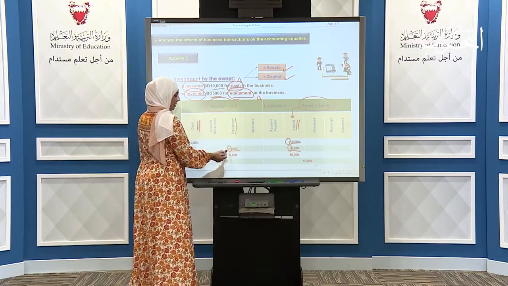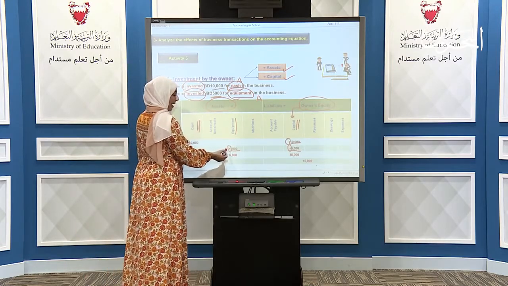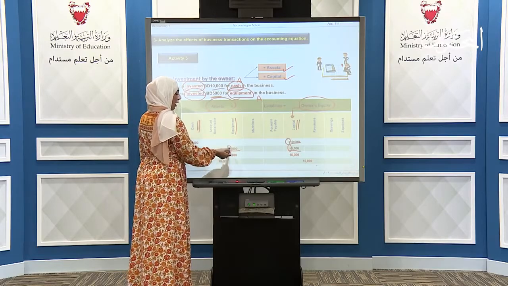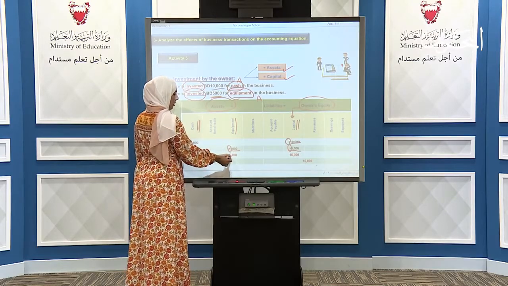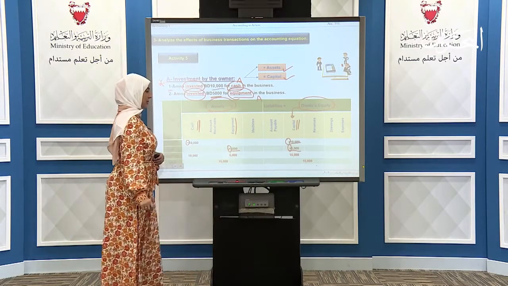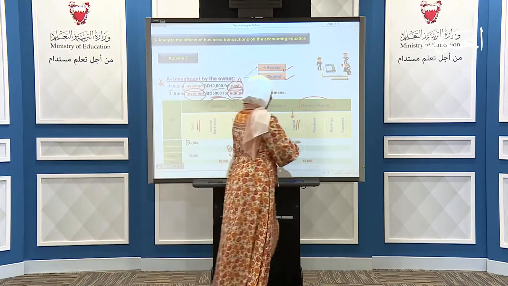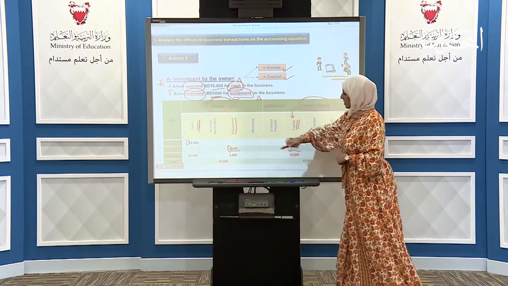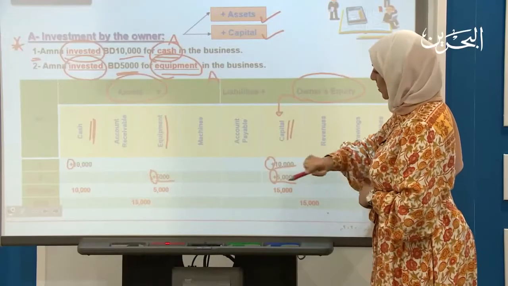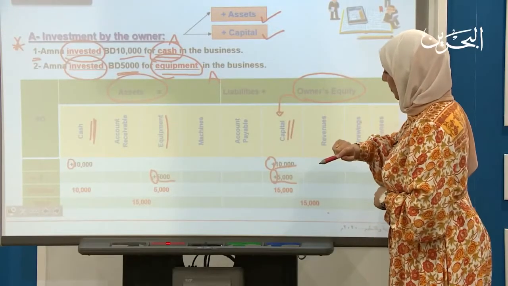In the account receivable, there is nothing. Moving to the equipment, in transaction number 2, I have 5,000. I don't have any transaction before, so the balance will be 5,000. Moving to the other accounts, I don't have any transaction related to machine and account payable in the liability section.